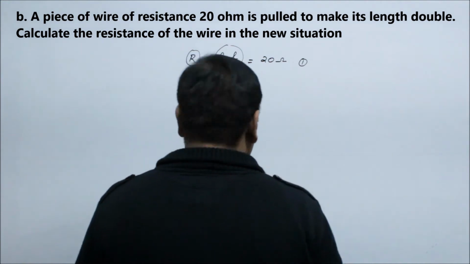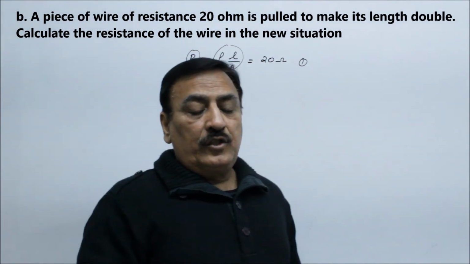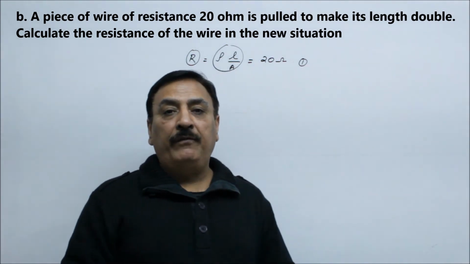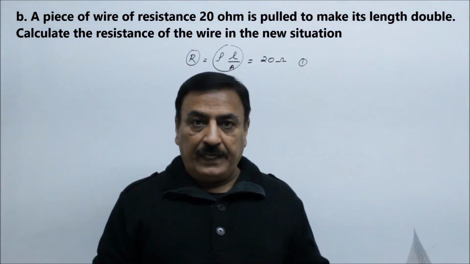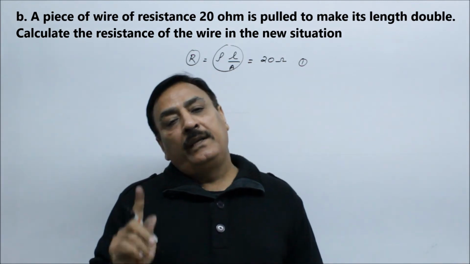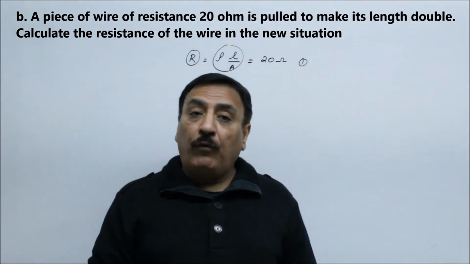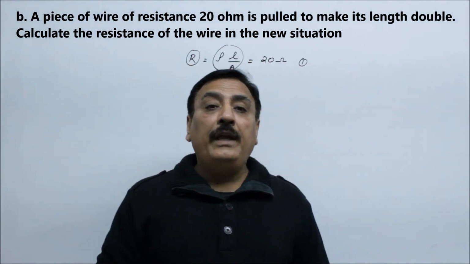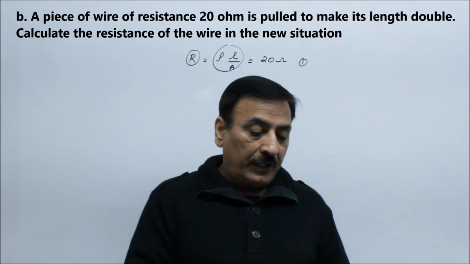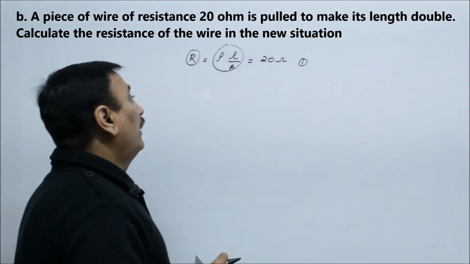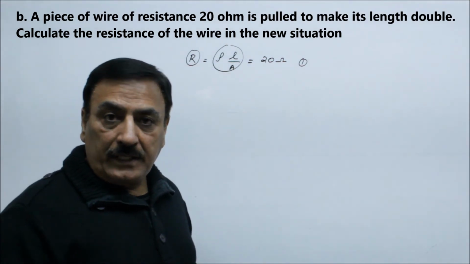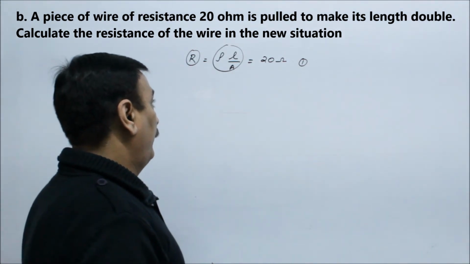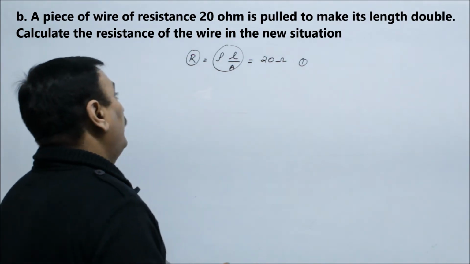So we write like this. Is that okay? So it is pulled to make its length double. Please remember, when a particular wire is pulled to make its length double, what has remained the same? The material remains the same and the volume remains the same. Length is going to change, also area is going to change in that situation. What is going to remain the same? Volume. So what we have learned in class 10 in mensuration is what we have to use over here.